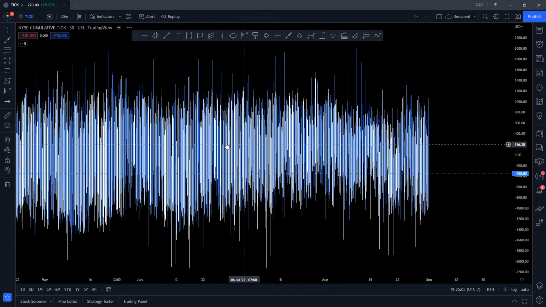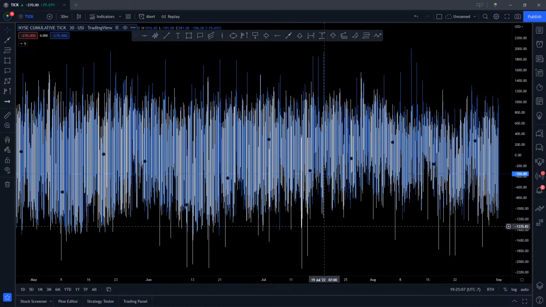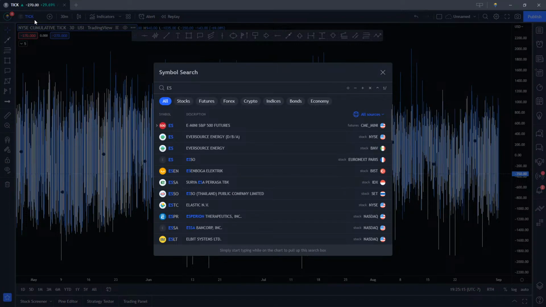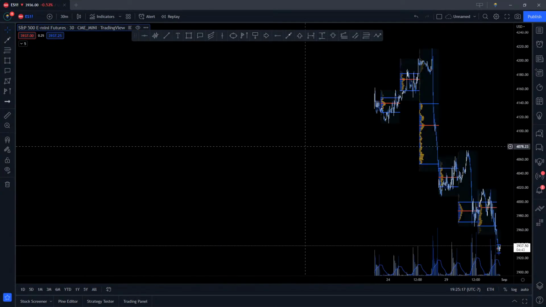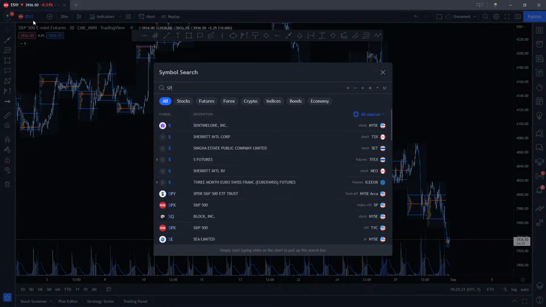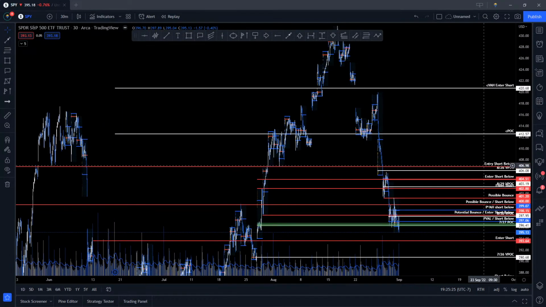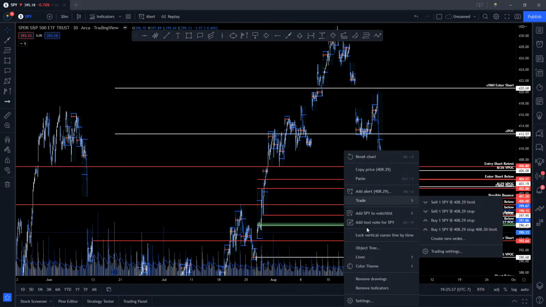This is a cumulative, like a real market breadth indicator. There's other ones. I'm not going to dive too deep into this stuff, but I'll go back to ES here. Really quick, I would rather show you guys SPY, but I don't want to erase all my levels.